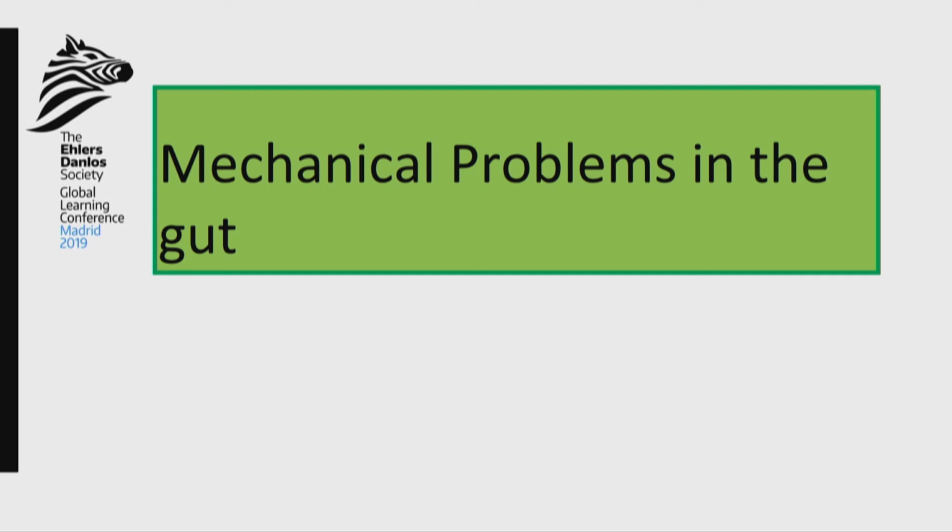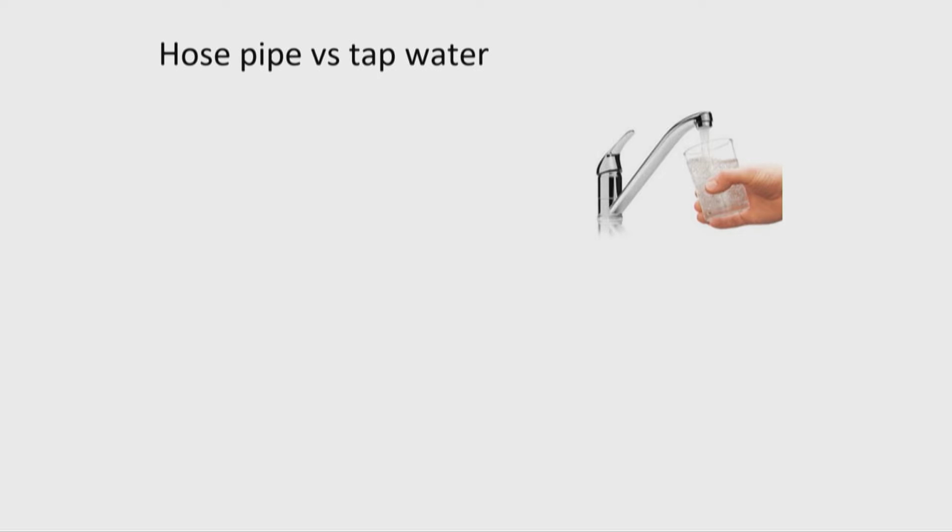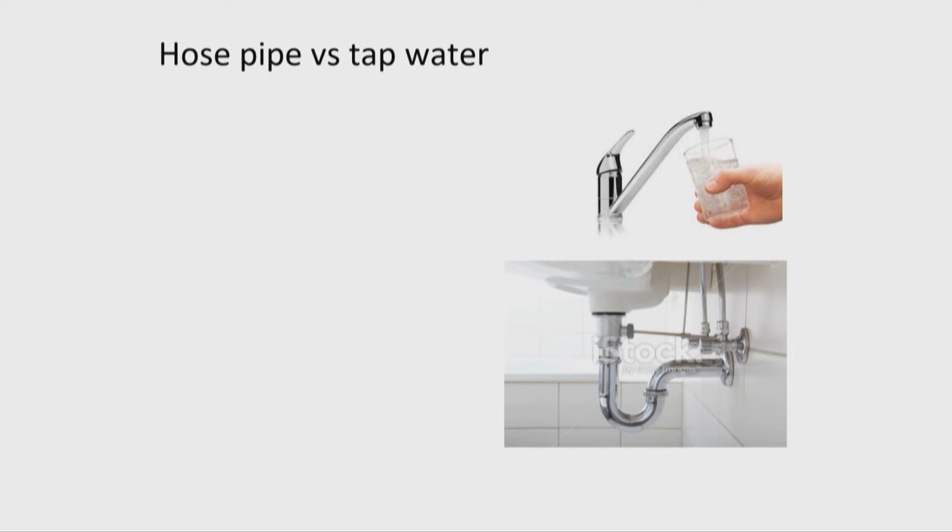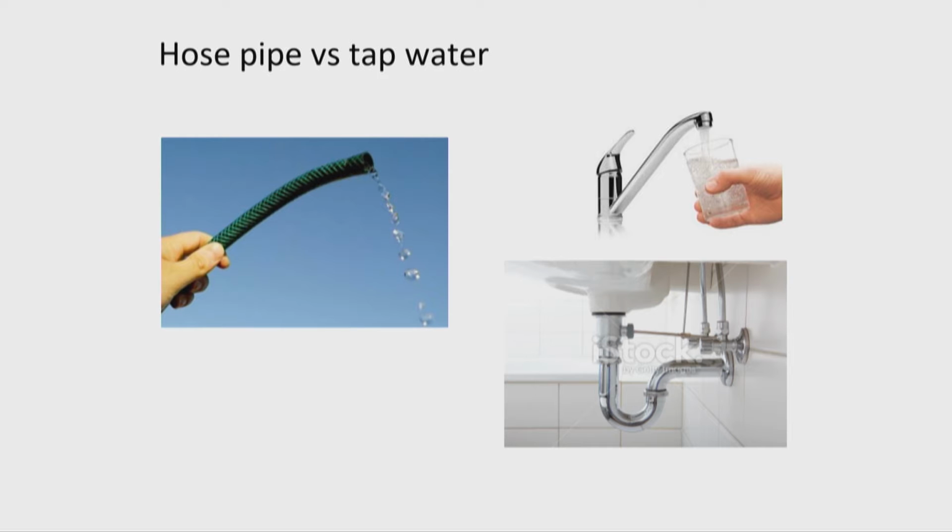Looking at the mechanical problems in the gut, I often give this example: you open the tap in your kitchen and the water pours out because there's a metal pipe bringing the water to the tap. However, if it was a rubber pipe, your hose pipe, which is made of rubber, the water doesn't come out as fast as it should. And this is a natural law of physics, that flow in a tube is better if the tube is more rigid.